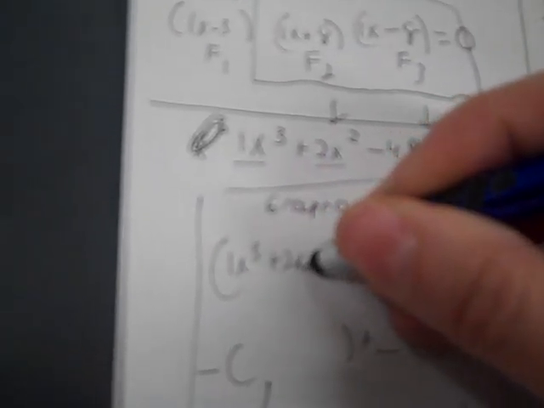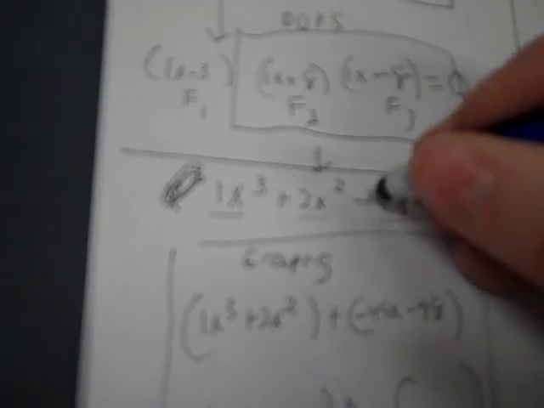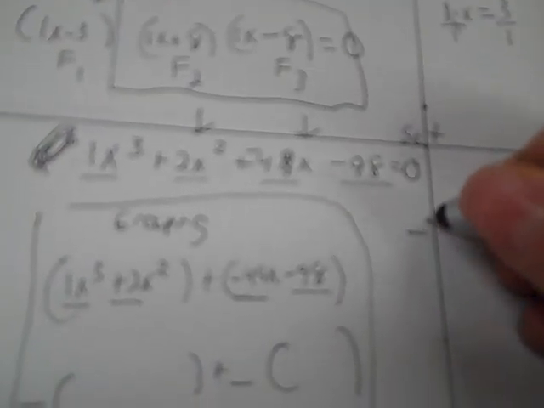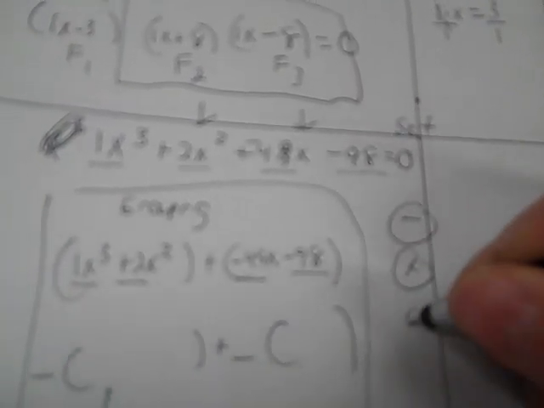Okay. So when I group 1x to the third with plus 2x to the second, then I group negative 49x with minus 98. Okay, remember to make that a negative 49, because we put the plus there, so if that term there is minus, it's got to be negative. Okay, so I check for 3 things: the negative, the x, and then the GCF.